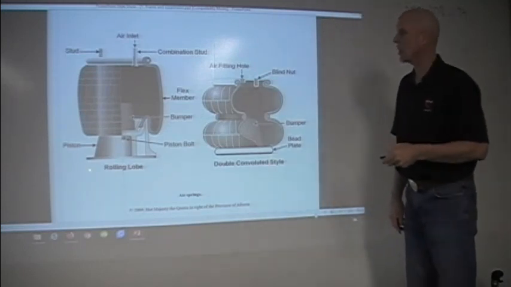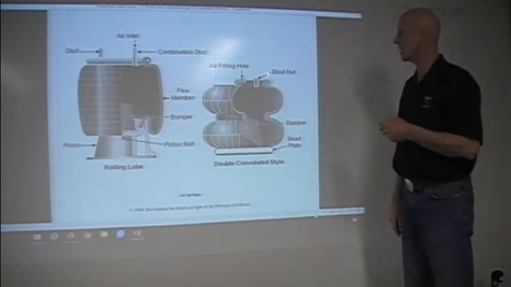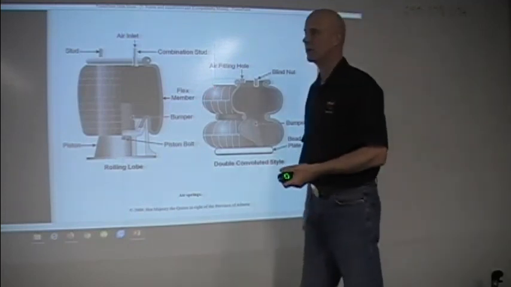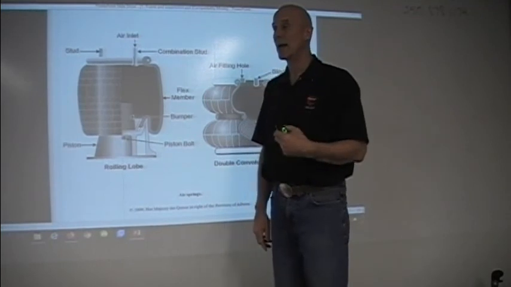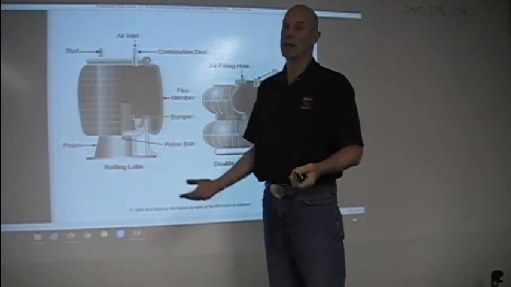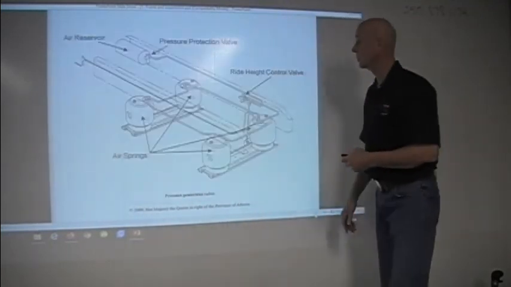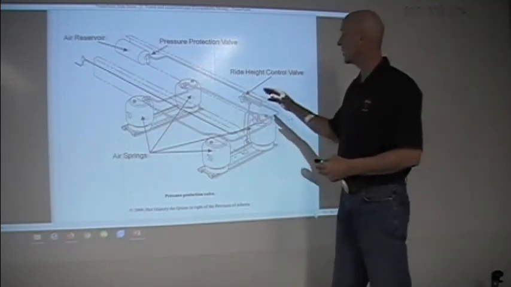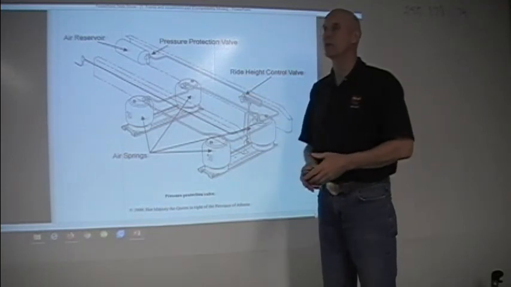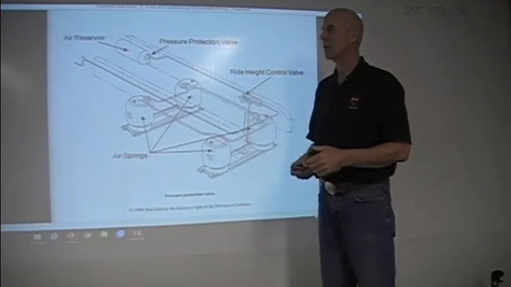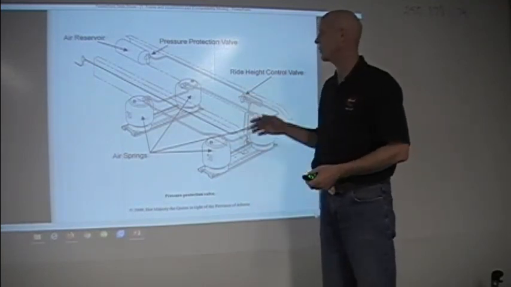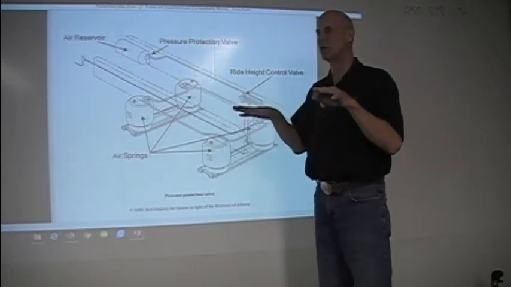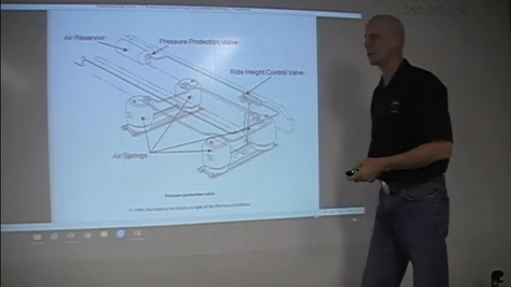So this is probably one of the most common, but you might see a double convoluted. And how many airbags does a vehicle have? Well, they vary. A tandem drive might have 4 airbags, or they might have 8. The other thing that came out years ago was dual leveling valves, one for each side. A lot of the drivers took them off and went to a single leveling valve because trying to get the two to be in perfect balance was always a chore.